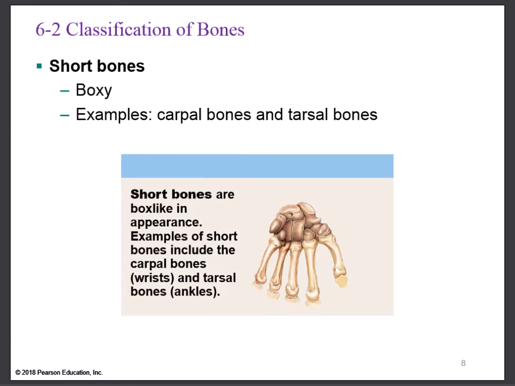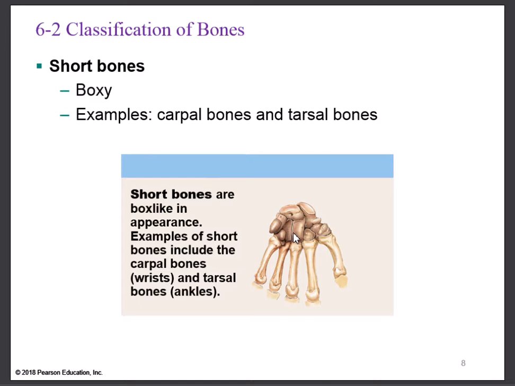Short bones are more box-like. Think of them as being square or rectangular. And this happens to be a picture here of the carpal bones, which are forming our wrist. If you take a look over here, this bone right here is kind of box-like, kind of rectangular. It's got flat surfaces. This bone over here also. There's no long shaft in the middle or anything like that.